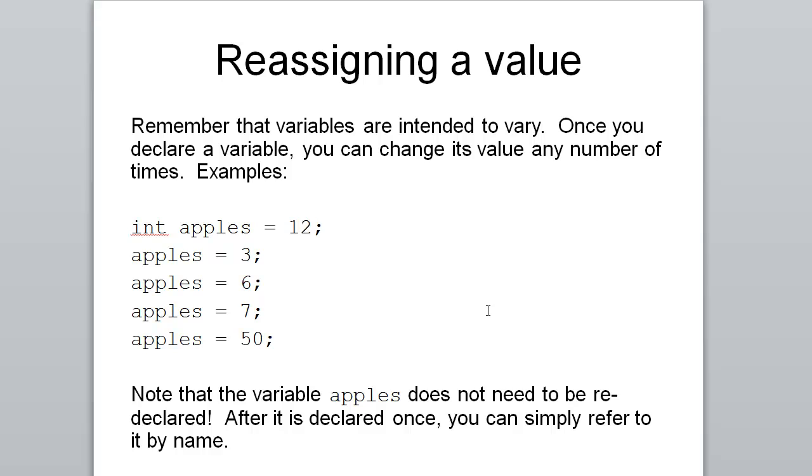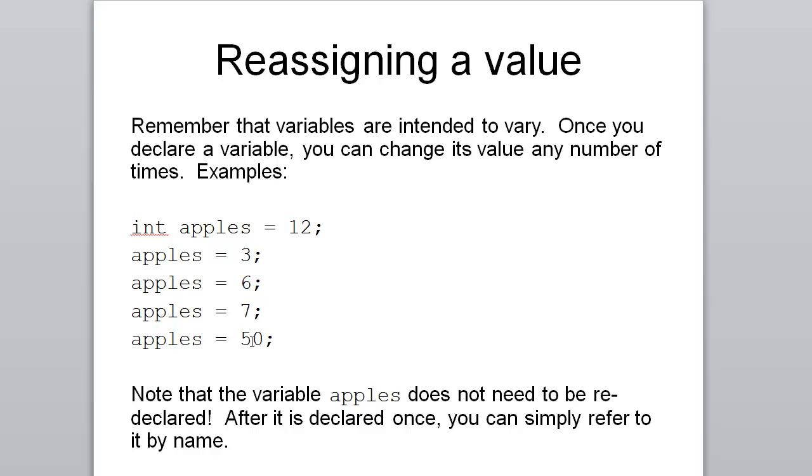I alluded to this a second ago. You can reassign values to your variables. Int apples equals 12, so that's declaring and initializing. We created a new variable called apples and put the value of 12 into it. Then later on in our program, we change the value stored inside of apples. So at first it's 12. When this line of code runs, the 12 is removed and a 3 gets stored in there. Eventually, when the program is done running, the value of apples is 50.